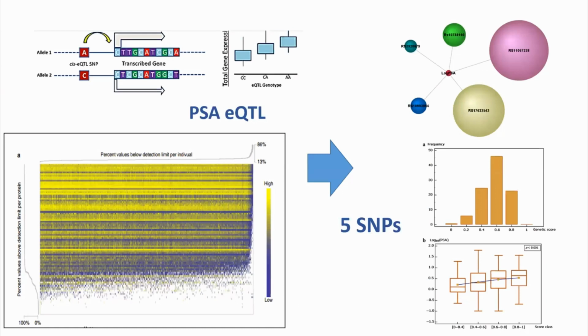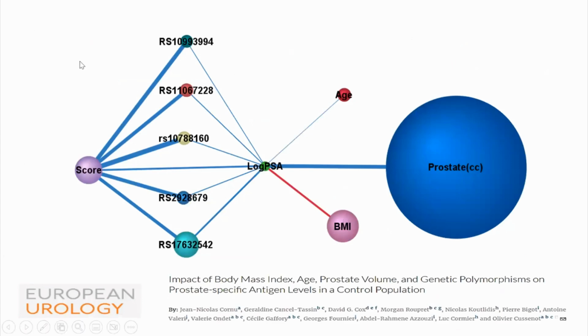On the other hand, this genetic variant can also change the expression of the prostatic specific antigen in the cell. Genetic change explains the human variability for anthropometric biological markers. We identified 5 variants which are able to change expression and the blood level of prostatic specific antigen in men without prostate cancer.